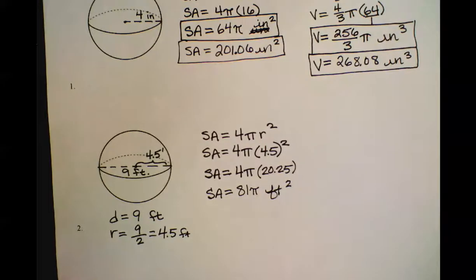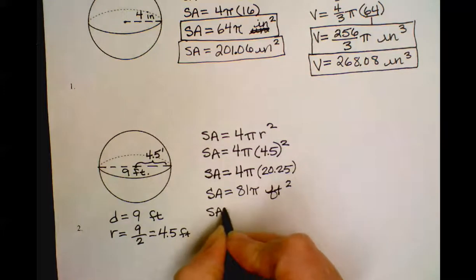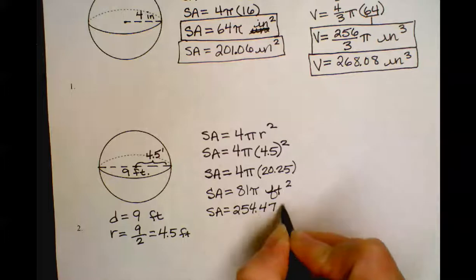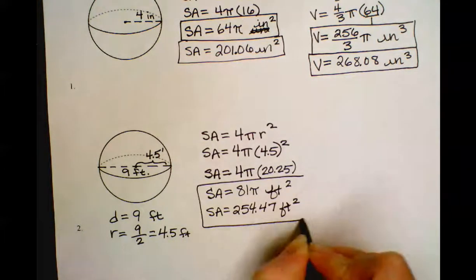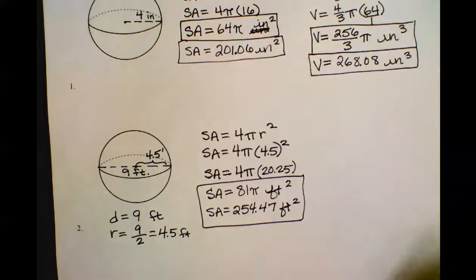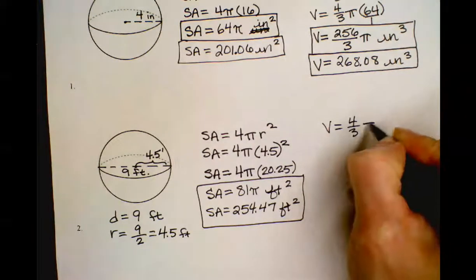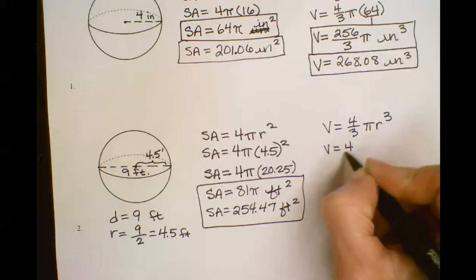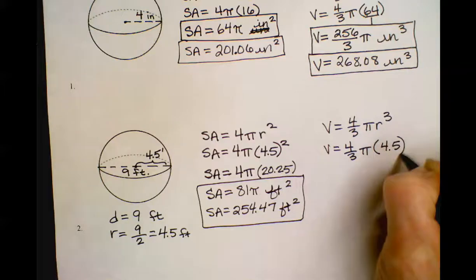Now we're going to multiply that 81 times pi, using that pi button on the calculator, and we find a surface area of 254.47 feet squared for the surface area of the sphere. Okay, continuing on, we find the volume, 4/3 pi r cubed. Substitute once again, 4/3 pi, the r is 4.5 cubed.